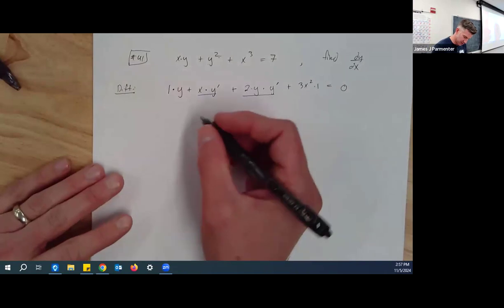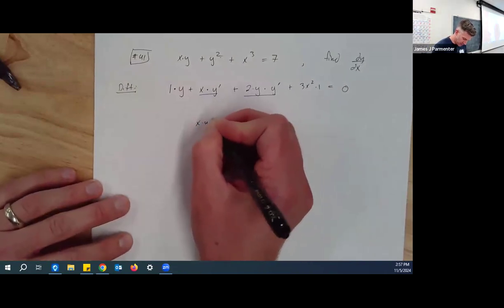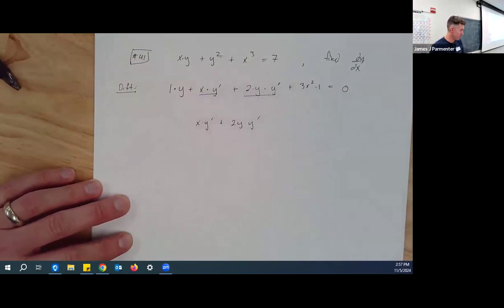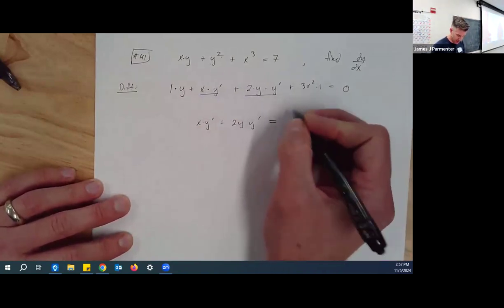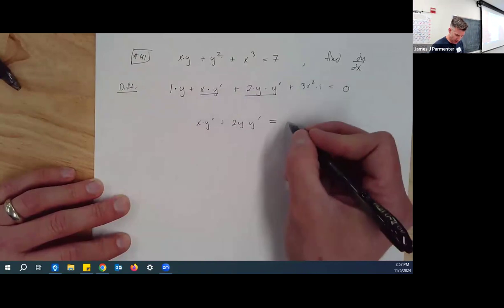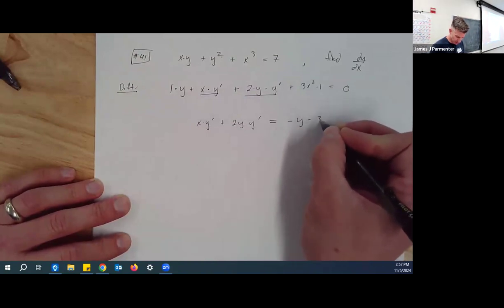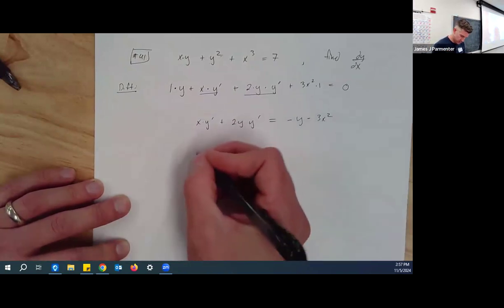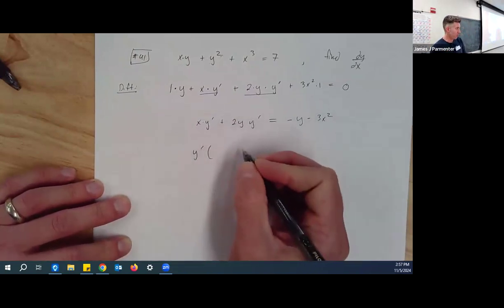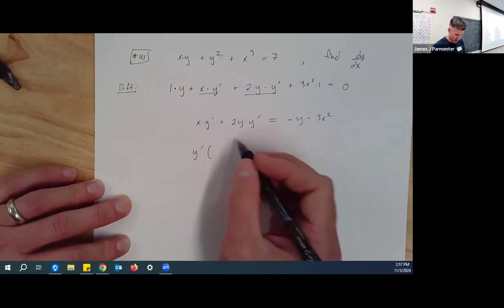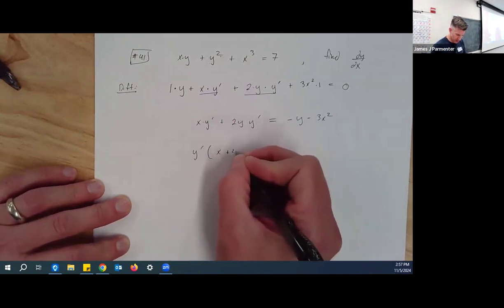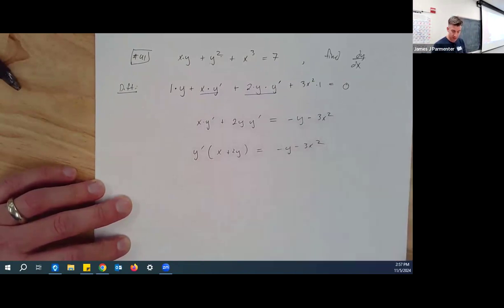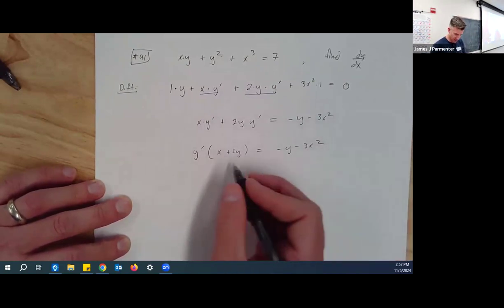Let's take it one step at a time, James. Let's leave our terms that have y prime on the left, and bring everything else to the other side. So I'm going to do negative y and minus 3x squared. Then we would factor out y prime. That's why we want only terms with y prime on one side. So y prime times (x plus 2y) equals negative y minus 3x squared. And finally, divide both sides by whatever's multiplying y prime here.